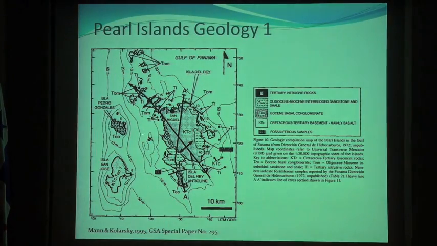First of all, the geology of the Pearl Islands is very poorly known. This is the best geological map there is on a regional scale. Pedro Gonzalez is shown simply as a Eocene basal conglomerate, which there's no conglomerate there, so not sure what that is.